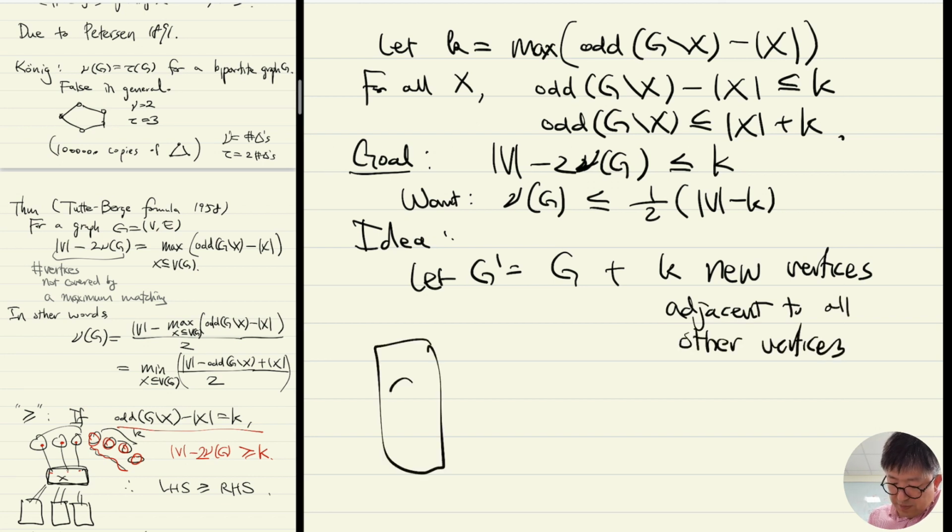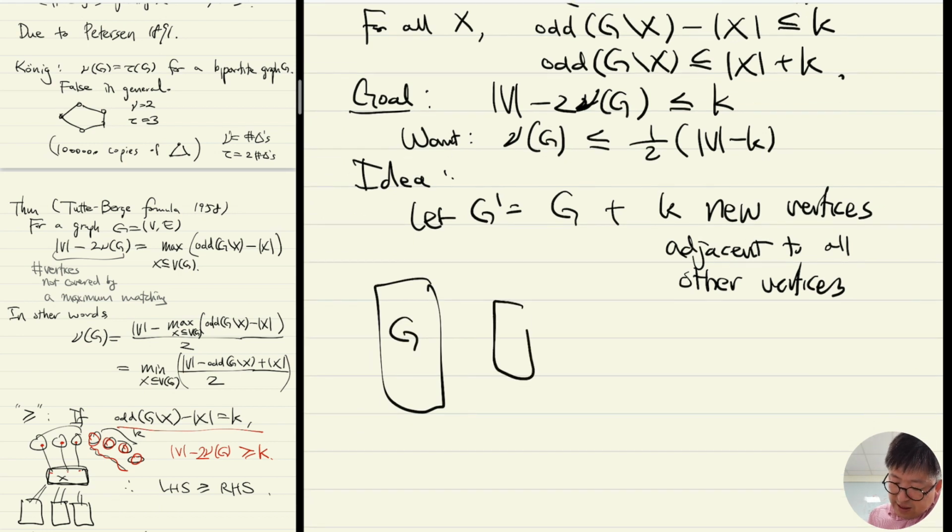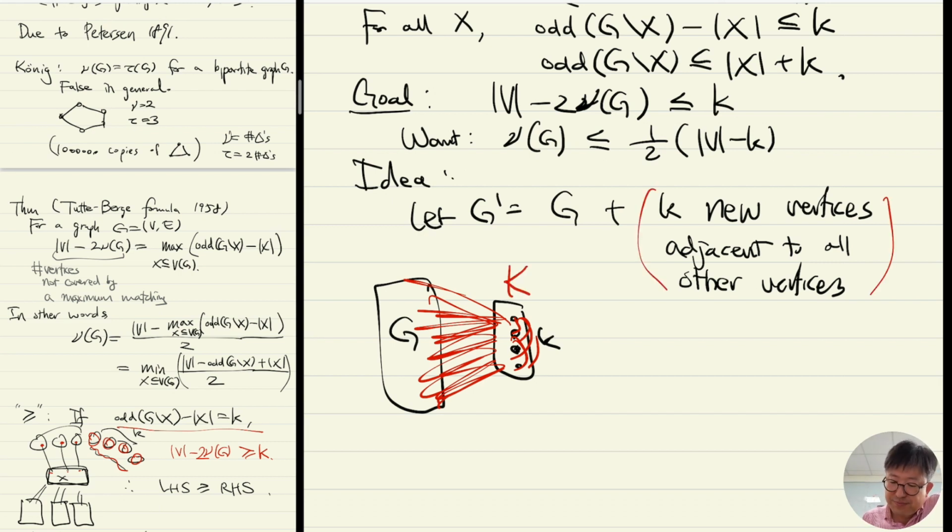So here's a G. I'm going to add k new vertices, and they are complete to each other, so they are all edges. This is my new graph. Let's say this set is called K, capital K.